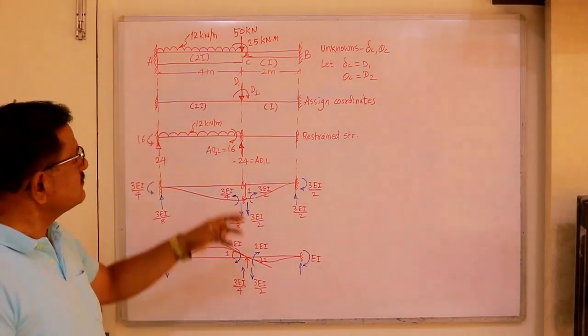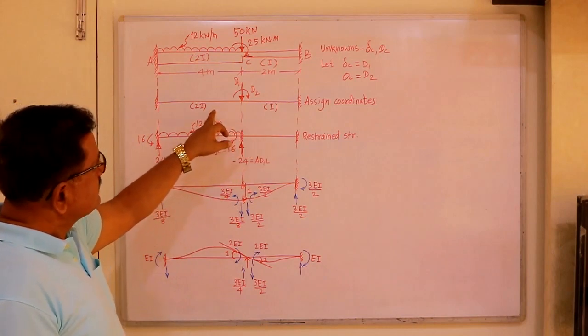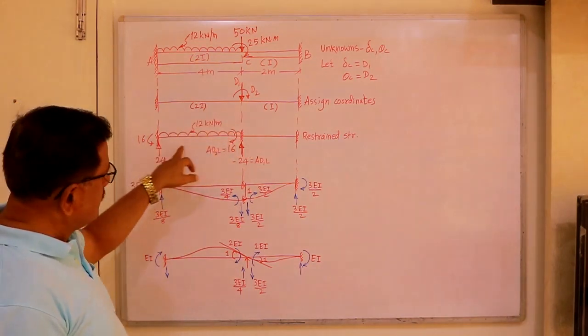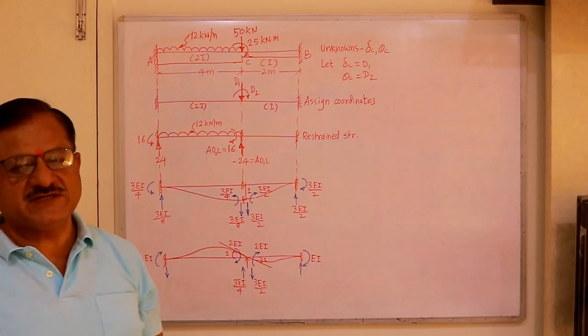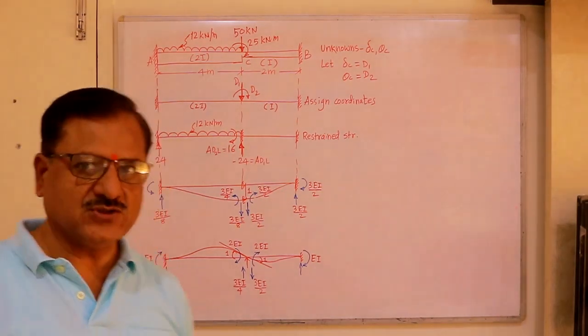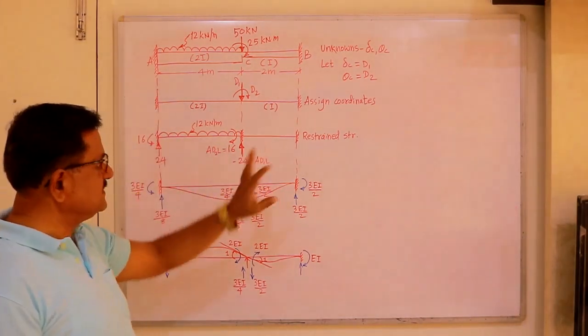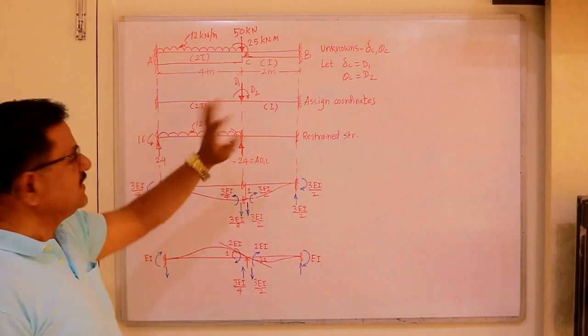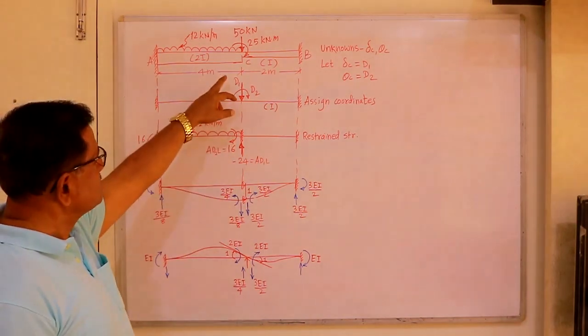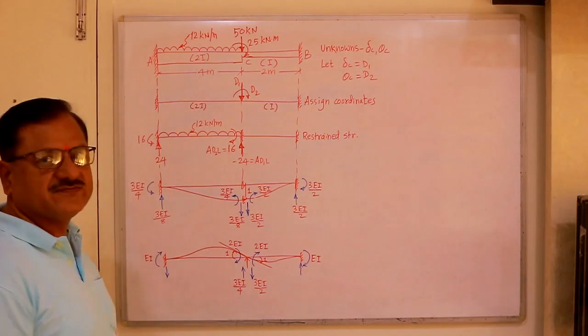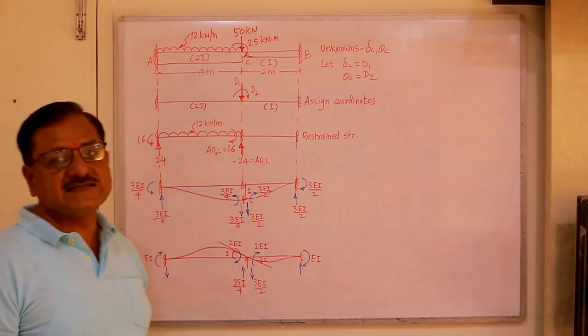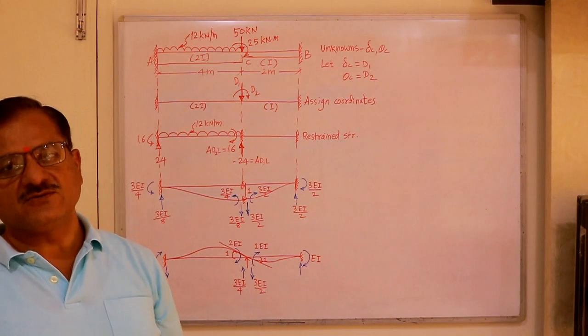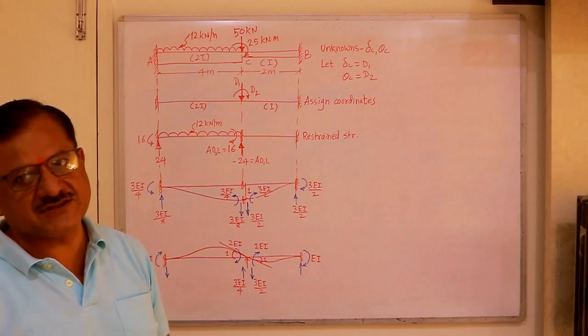Now next, let's obtain the restrained structure by locking all the joints. So joints A, B, C are now locked. A and B are already fixed. So let's lock the joint C, make it fixed. This is called a restrained structure, and we calculate the restraint actions.